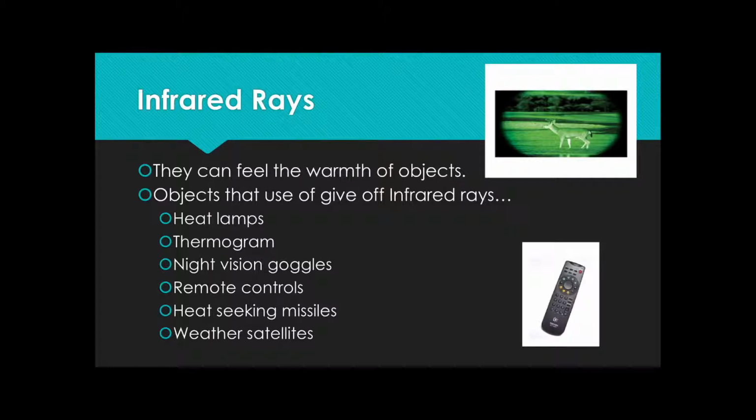Other objects that use infrared rays are heat lamps, things you may have for your puppies or your chickens or whatever else you have. Thermograms, those are the thermal cameras that they use for TV shows and things like that. Night vision goggles. Your remotes for your TV, they have infrared. Another one is heat-seeking missiles. They use infrared. And weather satellites. They use infrared to detect temperature changes in the atmosphere.